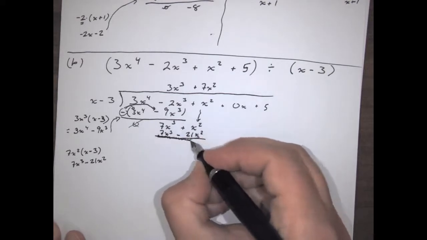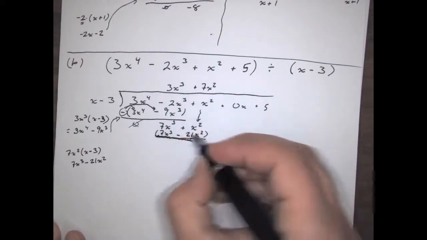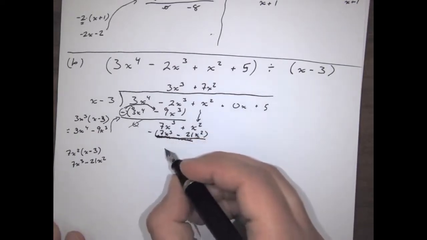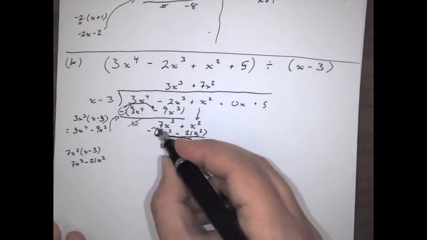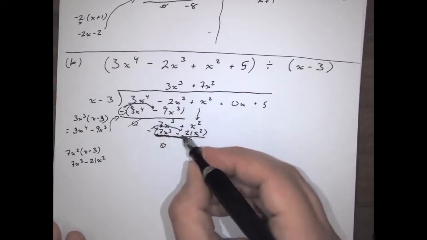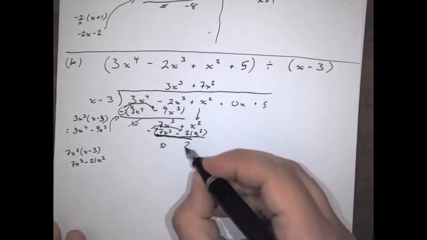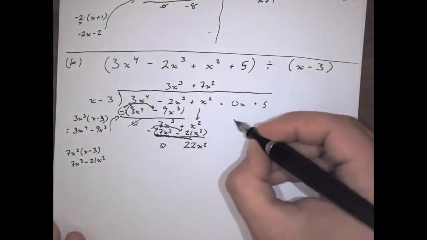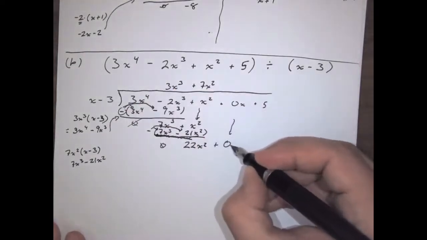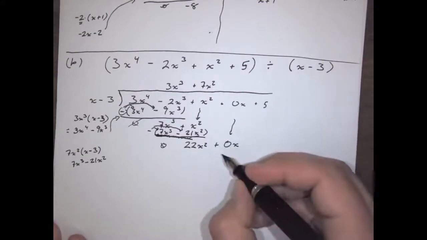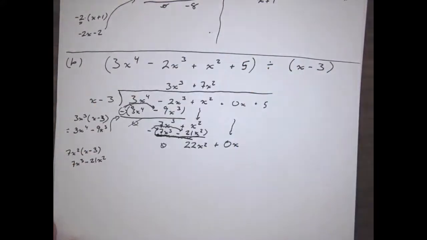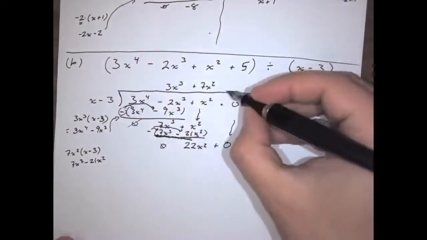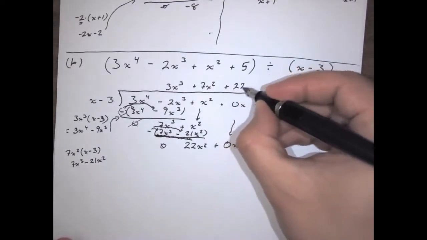But it's all being subtracted, so we put a negative in front. And so these cancel each other, and that becomes a plus, which makes this actually 22x squared. Now, we bring down the next bit. And then we ask ourselves the same kind of question: what do I have to multiply the x by to get 22x squared? Well, it's going to have to be 22x.